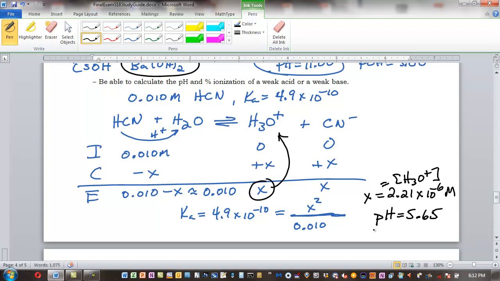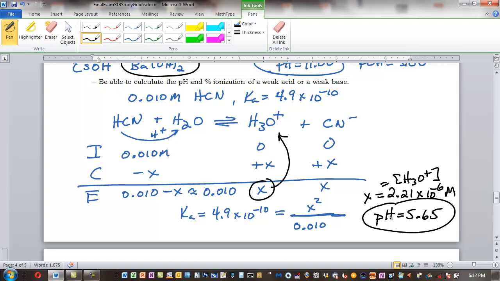About 5.65. It's 5.655, but about 5.65. Okay, stop for a second and look at that answer and just say, does it at least make sense? This is a weak acid, and it's a pretty darn weak acid. You can tell that by the Ka value, but it should still be acidic. And so this solution is slightly acidic, 5.65.